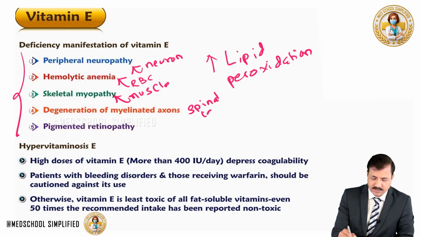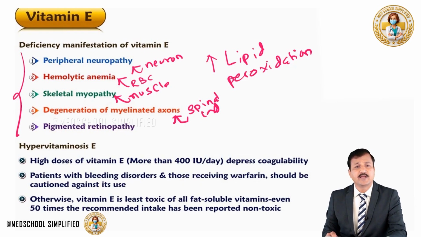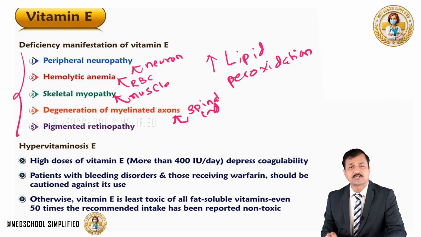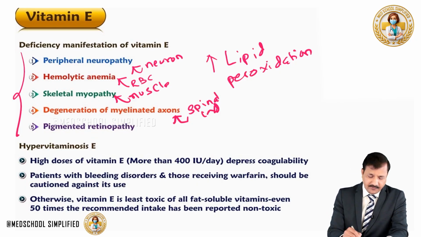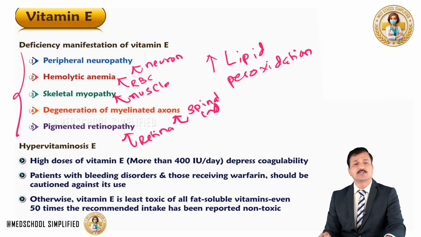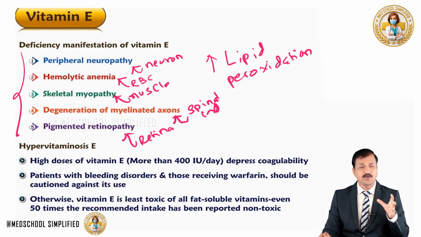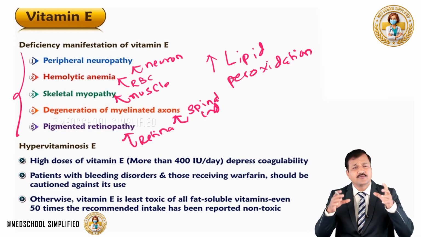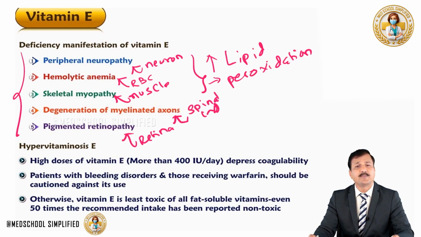Skeletal myopathy, and degeneration of myelinated axons, that is the spinal cord. The spinal cord neurons are affected here. So, degeneration of myelinated axons can give rise to ataxia and other neurological signs that you see in vitamin E deficiency. If it happens onto the retinal cell membrane, if lipid peroxidation is going on there, it can lead to pigmented retinopathy. So in vitamin E deficiency, it is a collection of signs, and almost all of these signs are connected to one thing, and that is increase in lipid peroxidation because of lack of vitamin E over the cell membrane.